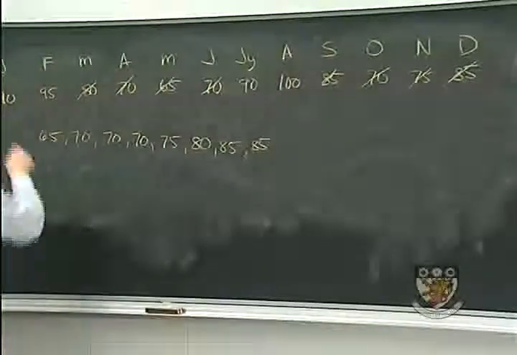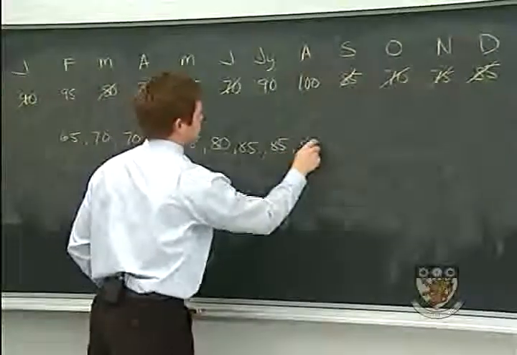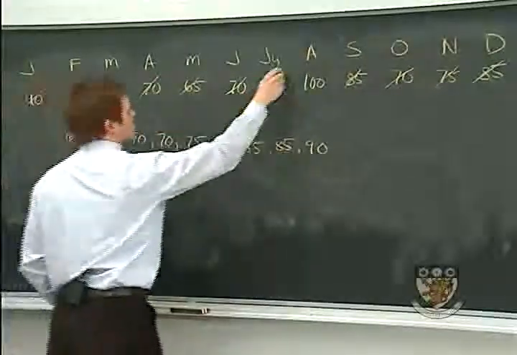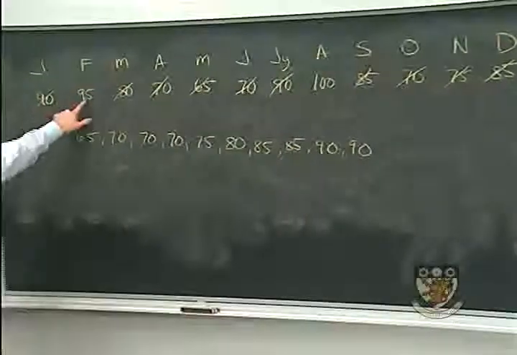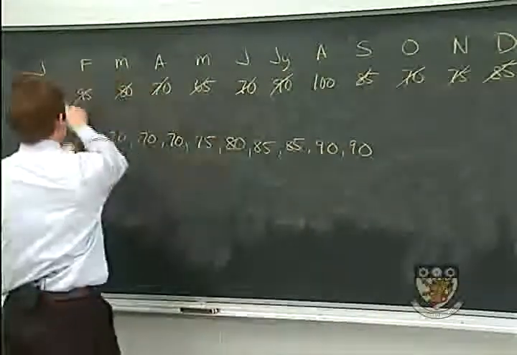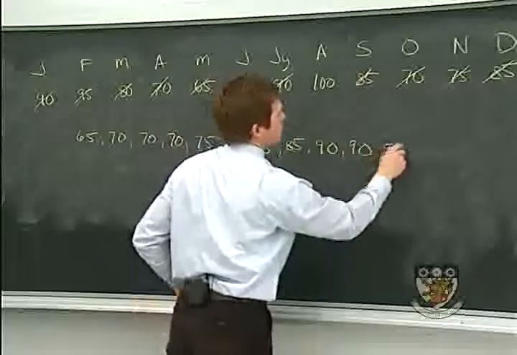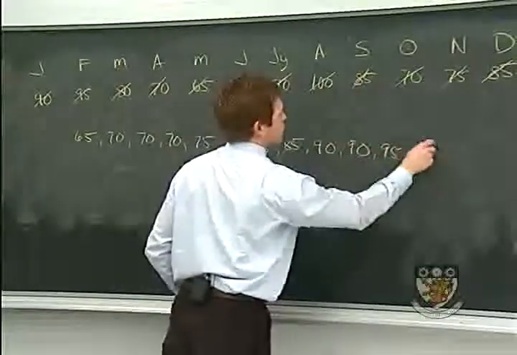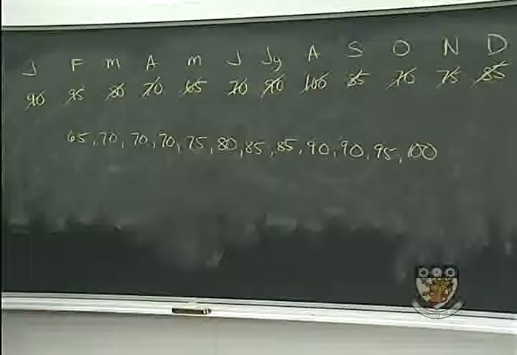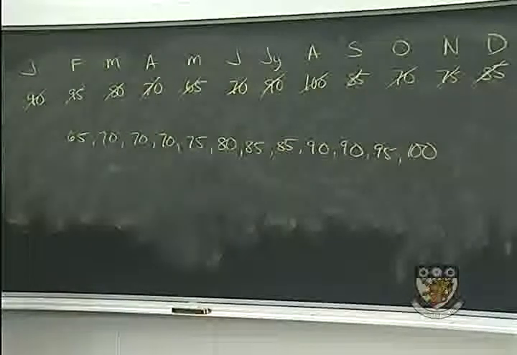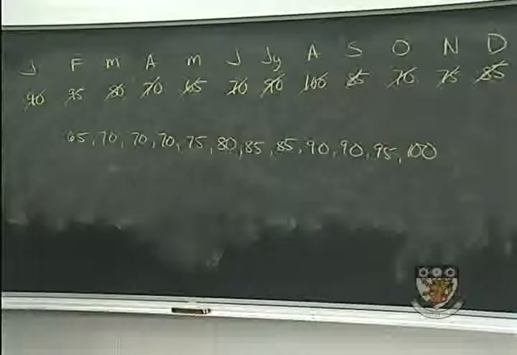Now go to 90. Second 90 here. 90s are done. Then 95. And one left, the 100. All right. First of all, we ordered our list. Then we need to find the median.